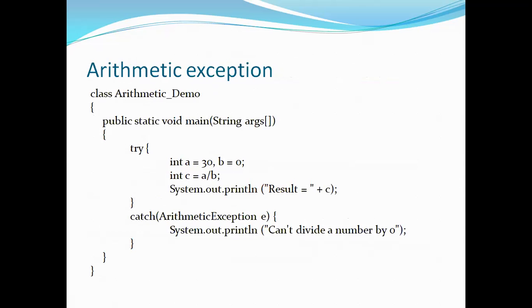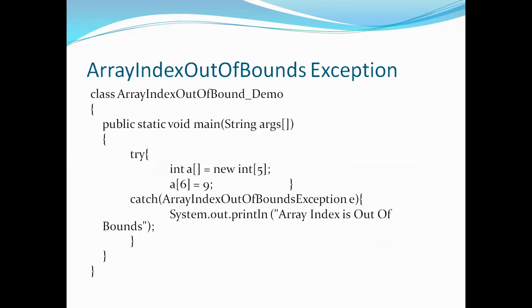This is the first category. Now let's see the second one, that is ArrayIndexOutOfBoundsException. From the name we can guess that we are trying to access something which is beyond the size of your array. Just see here, in this example I'm taking a class called ArrayIndexOutOfBoundDemo. I'm writing a main method. Inside that I'm taking a try block. Inside the try block I'm taking an array: int a equals new int[5]. That is, my array is a whose size is 5.